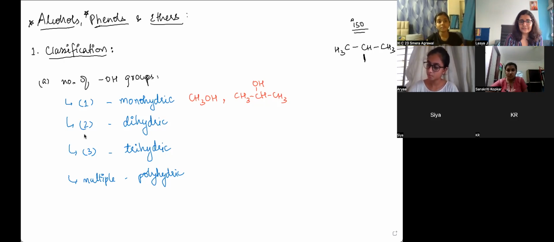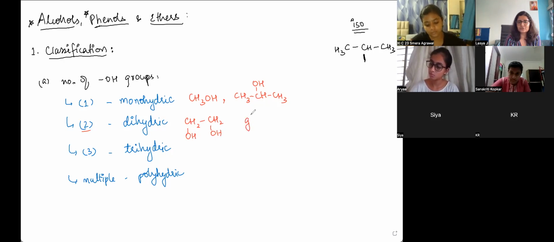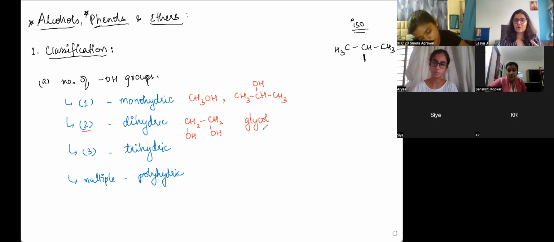Okay, so dihydric, we need two OH groups. So the simplest one, CH2OH, CH2OH. These sort of structures are called glycol. This is ethylene glycol because there are two carbon atoms. Wherever you have two OH groups, that class of compounds are called glycols. This one specifically is called ethylene glycol.